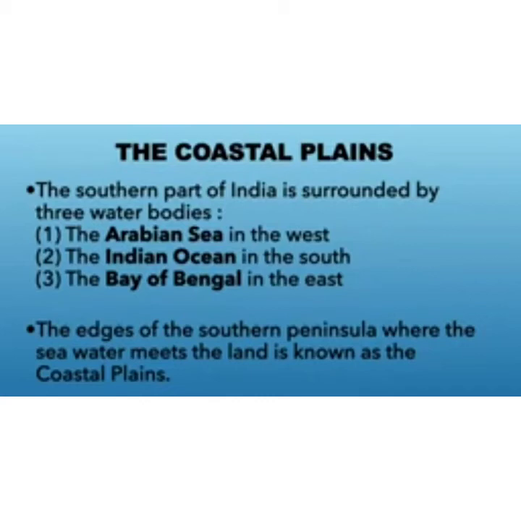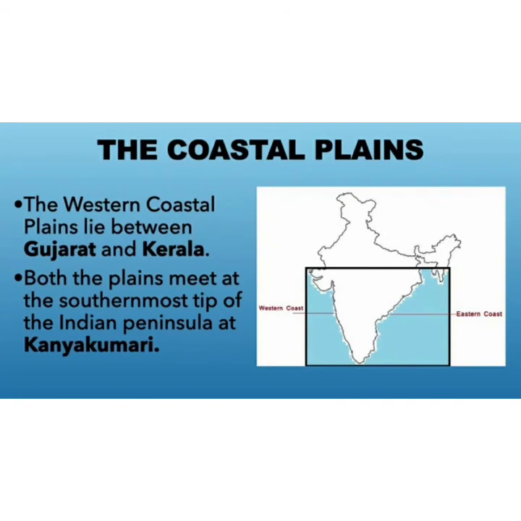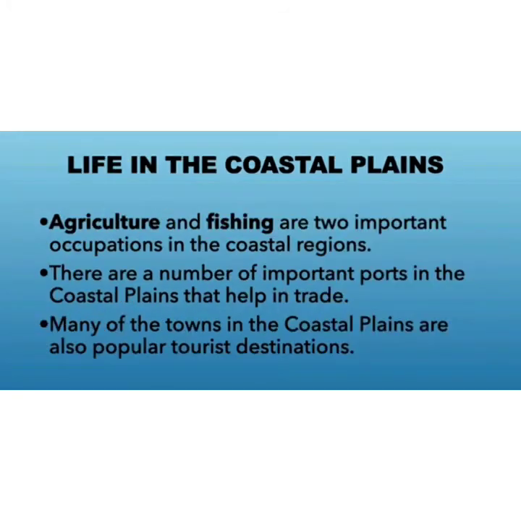The edge of the southern peninsula, where the sea water meets the land, is known as the coastal plains. The coastal plains of India are further divided into two parts: the eastern coastal plains and the western coastal plains. The western coastal plains lie between Gujarat and Kerala. Both the plains meet at the southernmost tip of the Indian peninsula at Kanyakumari. The eastern coastal plains lie between West Bengal and Tamil Nadu.